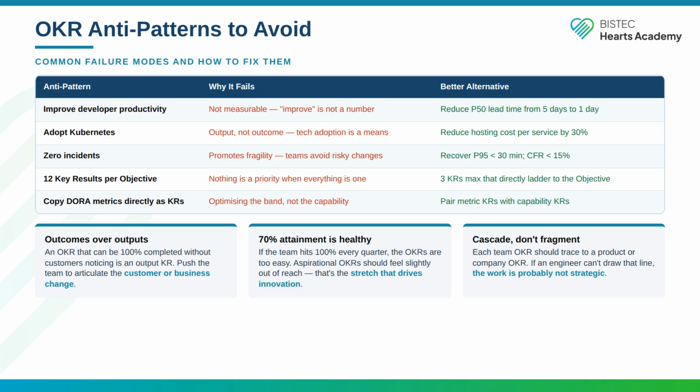Third, zero incident targets. Aiming for 0 incidents punishes teams for being honest about failures and incentivizes hiding problems instead of surfacing them. Better targets set recovery speed and change failure rate thresholds. Fourth, too many key results. 12 key results means nothing is actually a priority. 3 key results that ladder to one objective means you have made real trade-off decisions and everyone knows what matters this quarter.